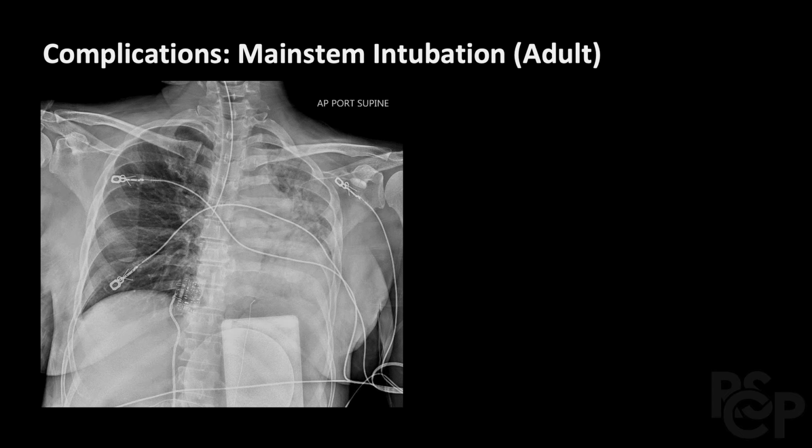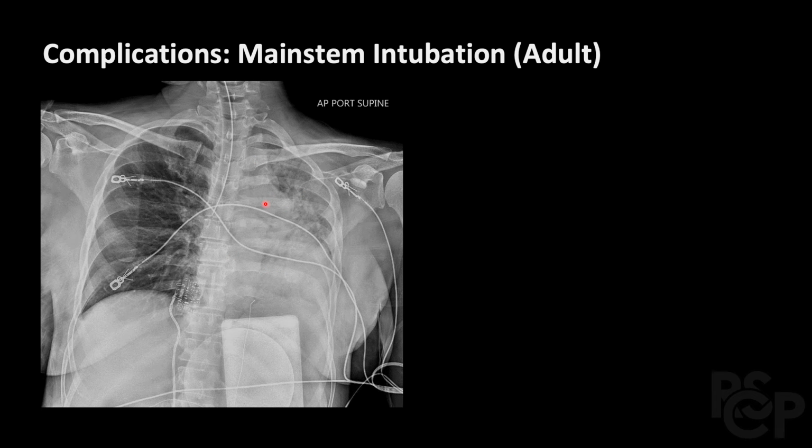Now let's talk about some complications of ET tube placement and how to identify them. First, we have a mainstem intubation, which is when the ET tube is placed into one of the mainstem bronchi or directly on the carina, leading to ventilation of only one lung. On this first chest X-ray, we have an adult patient. If we think back to our scheme of checking lungs first, you can immediately see a partial collapse of the left lung here. It's not being properly filled up.